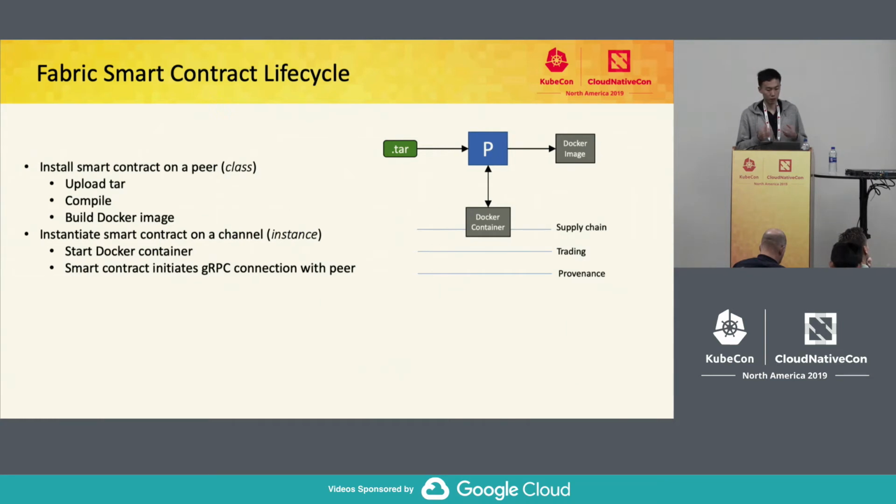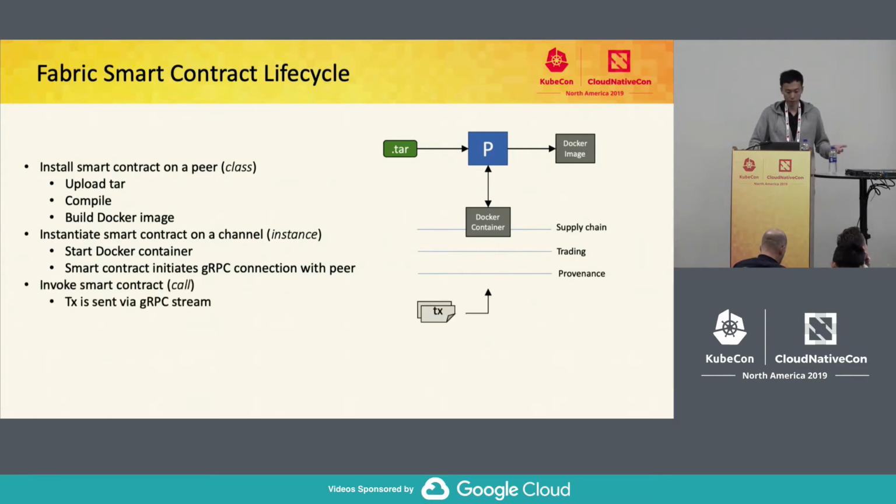And the container will establish a gRPC connection with the peer, which is registering itself. And then users can now invoke the smart contract. Basically, it's sending a transaction to the peer, and the peer will forward that transaction to the container, and they run a certain protocol to exchange data, to query, or write data.